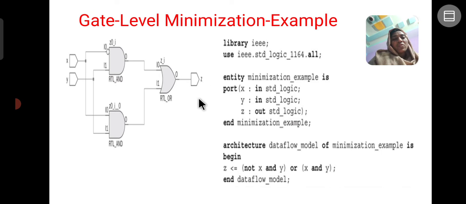The relation between input and output is Z equals X bar Y plus X Y. So Z equals not X and Y, or X and Y. This is the output equation. This is the design flow. We are writing the statement using a concurrent signal assignment statement. So this is an example of data flow modeling in VHDL.